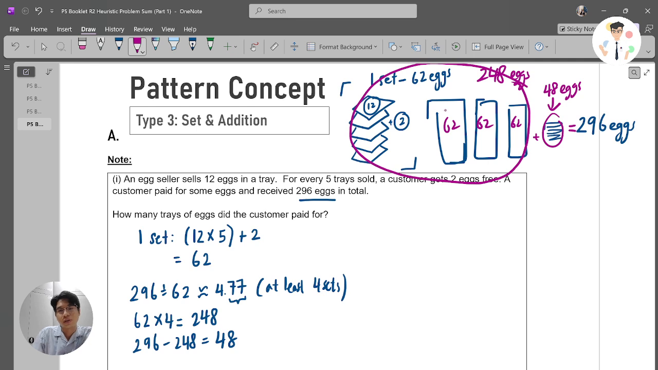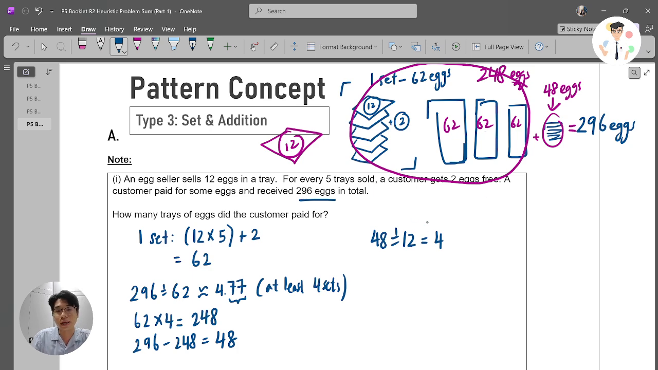Now, my question is, 48 eggs means how many trays? I know one tray has 12. So I can use 48 divided by 12, and now I know I have 4 trays here. If you look carefully, I have one set, 1, 2, 3, 4, 5 trays, 5 trays, 5 trays, 5 trays, and 4 trays here.